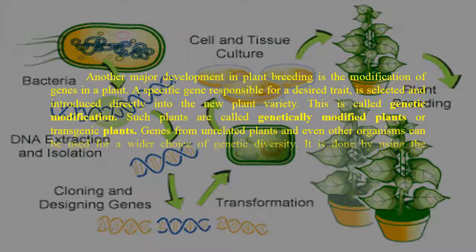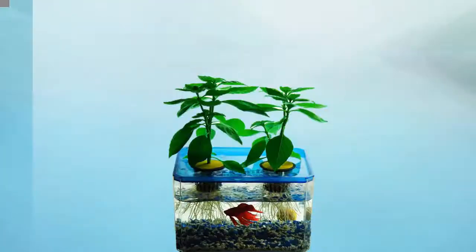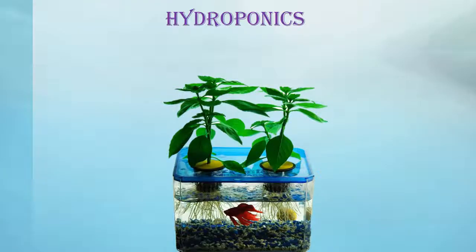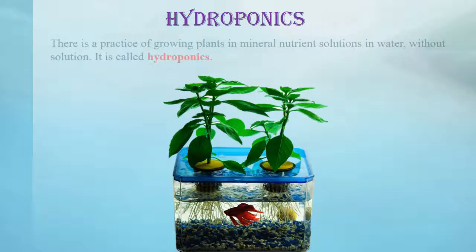Genes from unrelated plants and even other organisms can be used for a wider choice of genetic diversity, and it is done by using recombinant DNA technology. There is a practice of growing plants in mineral nutrient solution in water without soil, and it is called hydroponics.